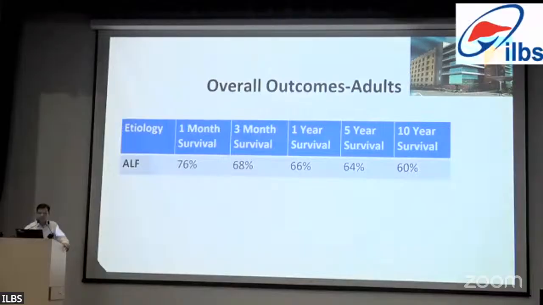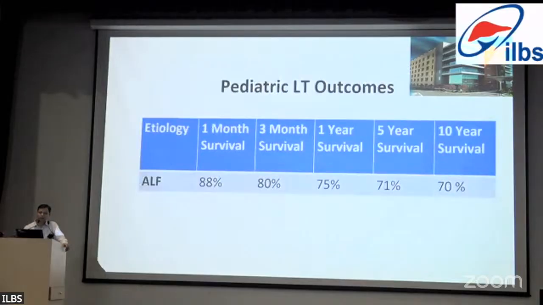Coming to overall survival in adult patients, if we look at 1 month survival, it's 76%, and 1 year survival it's 66%, and 5-year survival is 64%. With a long-term follow-up, 10-year survival is approximately 60%. And in pediatric transplantation, the survival is quite encouraging, which is 88% 1 month survival. 1 year survival is 75%, and 10-year survival is 70%.